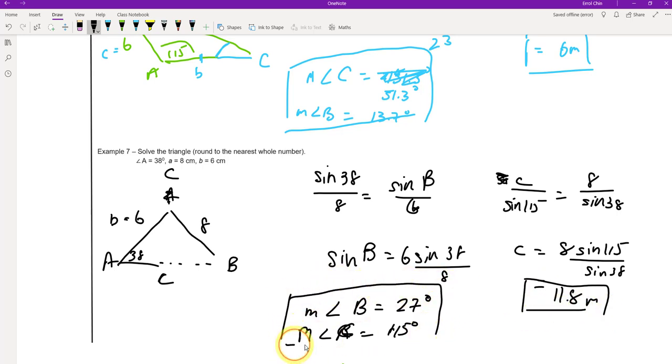You might have to watch this video a couple times just to understand that whole idea of the ambiguous case. Just imagine a door swinging. If it's too long or if it's too short, will it close? All right?